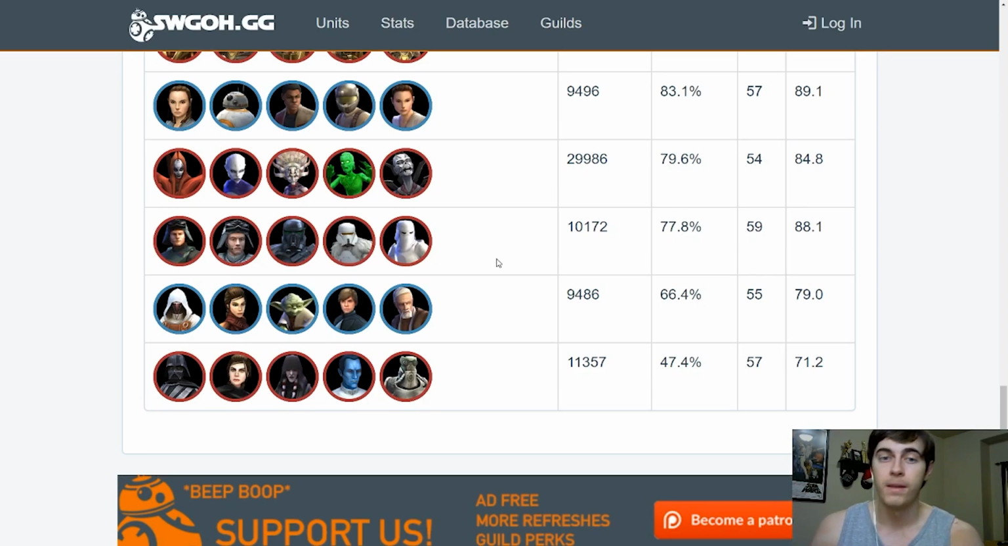Starck is a very good one as well, but I do feel like Piet kind of trumps them right now with how he's going to be working. So I think he's definitely the one to go for here. And this team here is a Vader team.